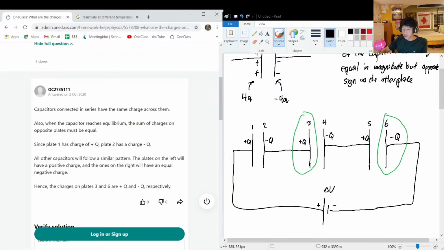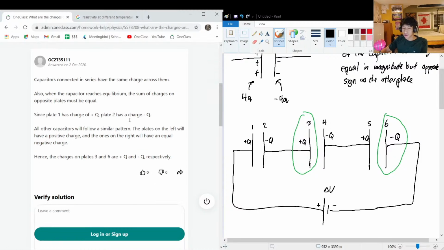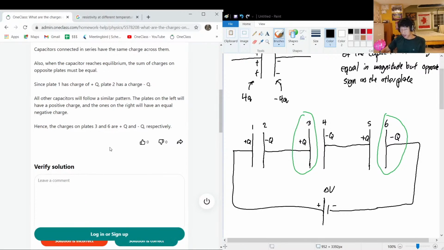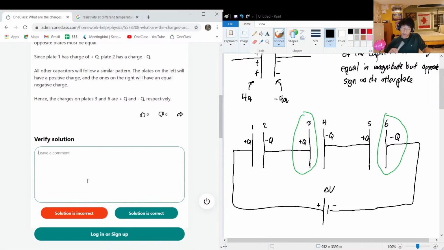The source is doing the negative Q, but again we're also following the rule, and no matter which rules you choose to start with, we will always come to the same conclusion that all these plates are going to have the same charge of positive or negative Q. Positive if you're closer to the positive terminal of the source, and negative if you're closer to the negative side of the source. I think that's fairly straightforward. So yeah, this is awesome. The above solution is good.